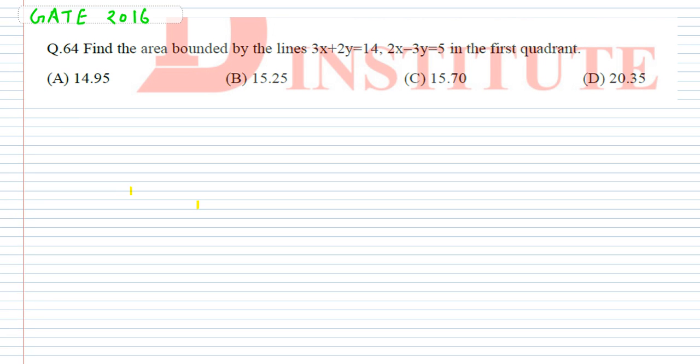So here I am with a few questions of the GATE Chemistry 2016 examination, and it is from the General Aptitude section. Okay, so let's read the question and do the solution. The first question says, find the area bounded by the lines 3x plus 2y equals 14 and 2x minus 3y equals 5 in the first quadrant. They have mentioned the two lines and asked to find the area which is in the first quadrant and bounded by these two lines.